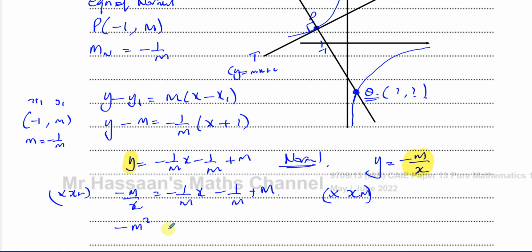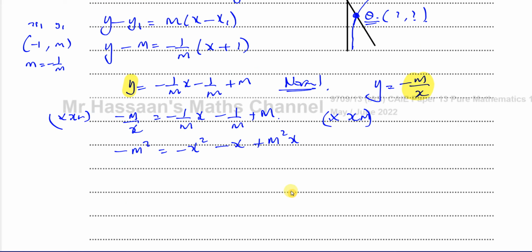If I multiply this term by x times m, the m's will cancel out. I'm left with minus x times x, which is minus x squared. If I multiply minus 1 over m by this, the m's cancel out, leaving me with minus x. And here I'll have m times x times m, which is going to be plus m squared times x.